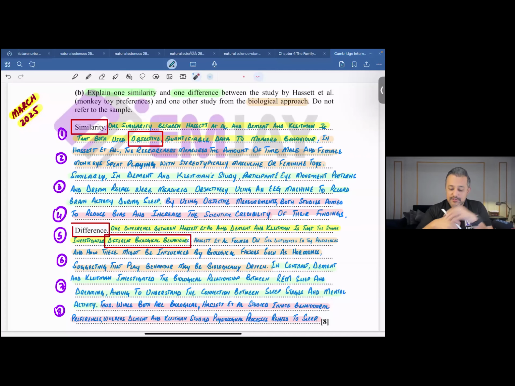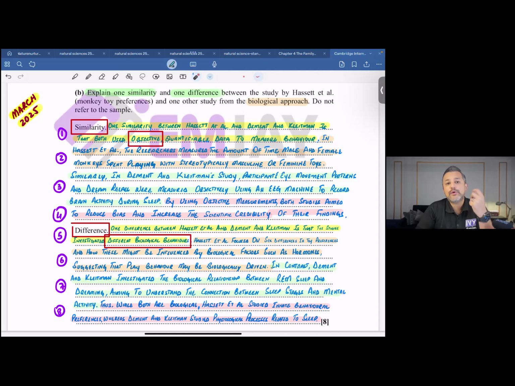Hello, everyone. In this revision lesson today, I'd like to discuss an 8-mark question from March 2025, paper 1, AS Psychology. The question reads: explain one similarity and one difference between the study by Hassett et al., that is monkey toy preferences, and one other study from the biological approach. Do not refer to the sample. Just keep that in mind. You're not supposed to refer to the sample.